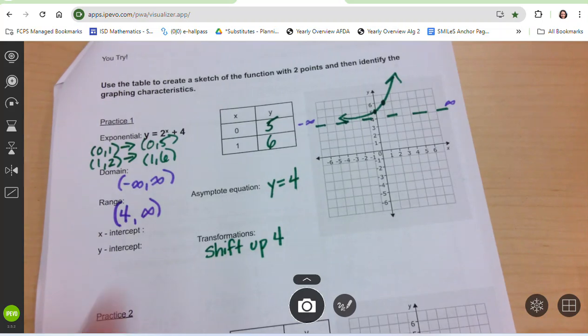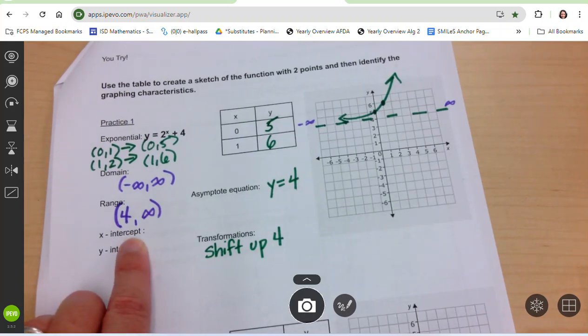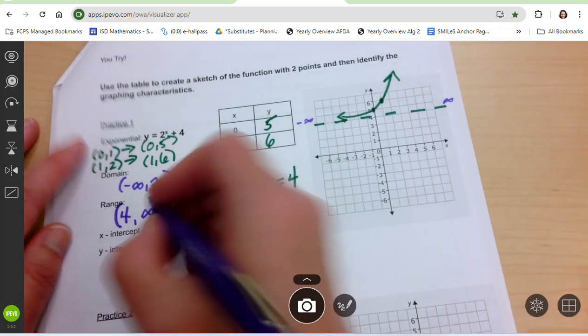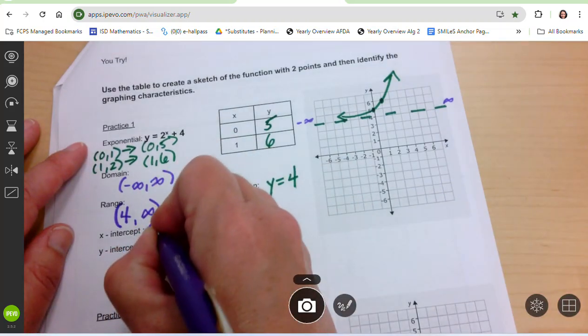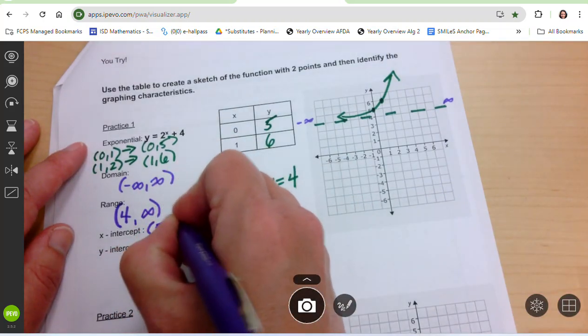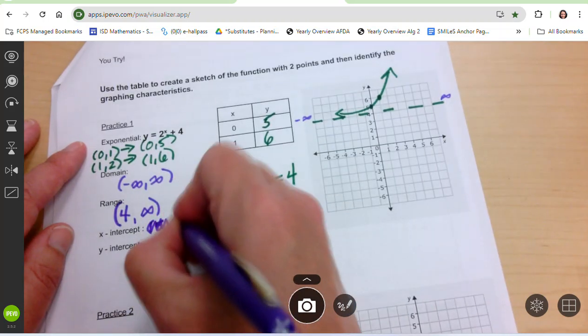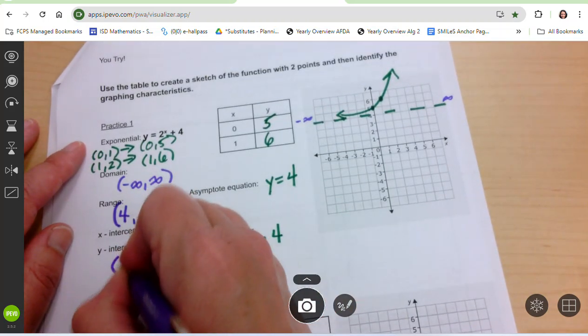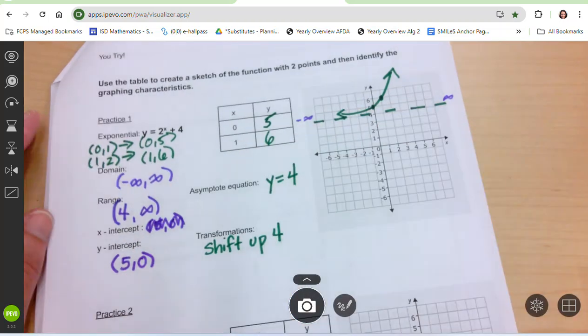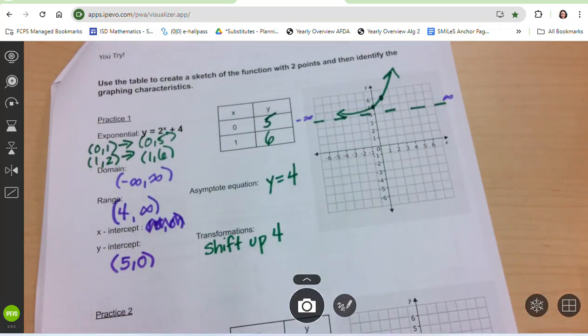Okay, your x-intercept. Remember, don't just write 5. You're going to write the point (5, 0) for your x-intercept. Wait. Oops, that's not my x-intercept. That's my y-intercept, right? Thank you, Nala. My y-intercept is (5, 0). What's my x-intercept? None, right? None.